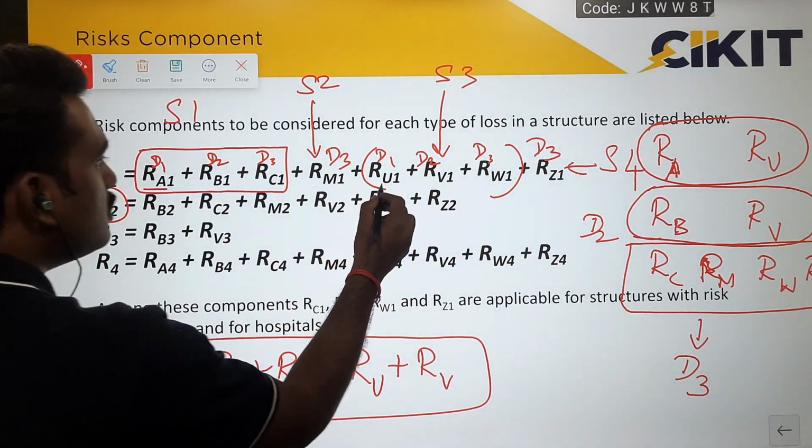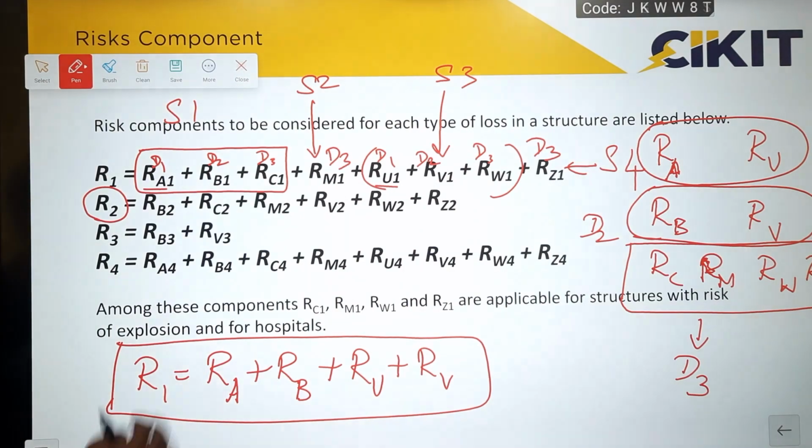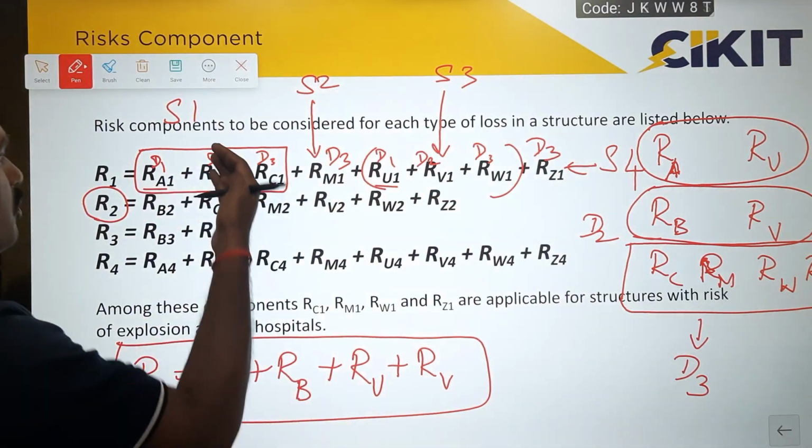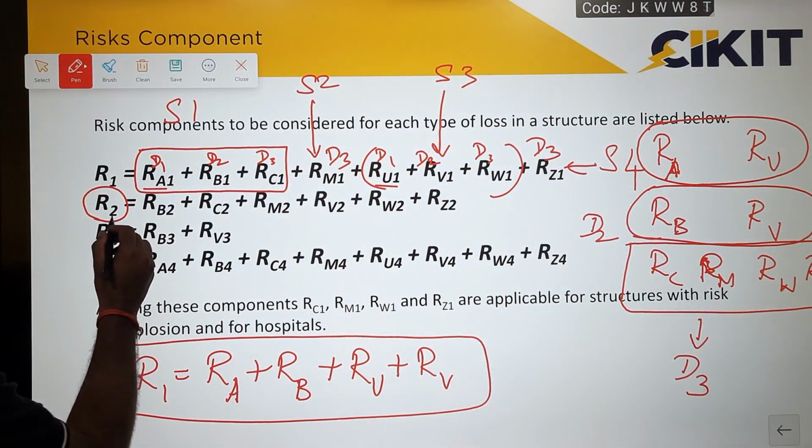RA and RU are related to injury to human beings. So in these entire eight parameters, if I remove RA and RU, it will come under R2.